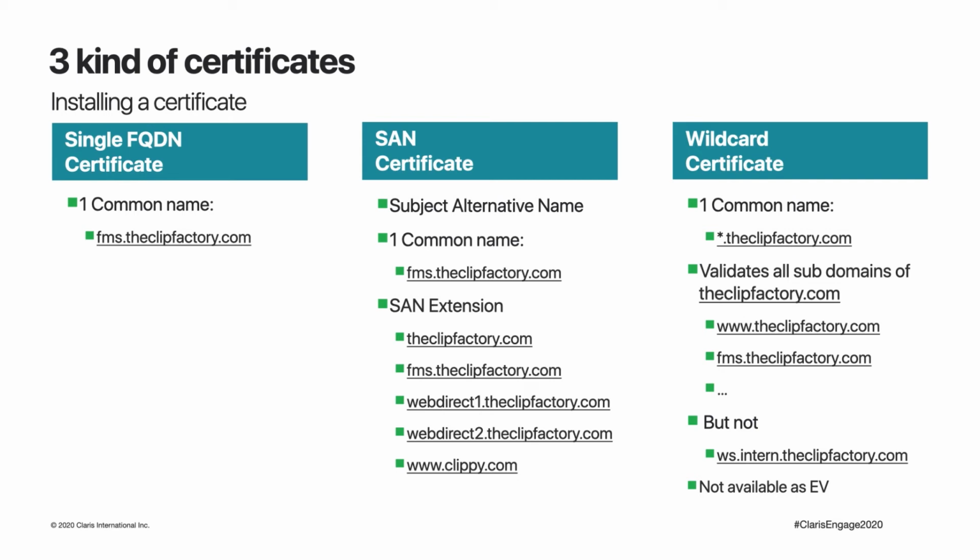In a SAN certificate, you can add multiple domains. So you only have one common name, and in the extension, it is written down which other FQDNs are also covered by this SSL certificate. So you can use this SSL certificate on more than one server. You can use it on the server fms.theclipfactory.com and also on the server webdirect1.theclipfactory.com and webdirect2.theclipfactory.com, and also on the website www.clippy.com.